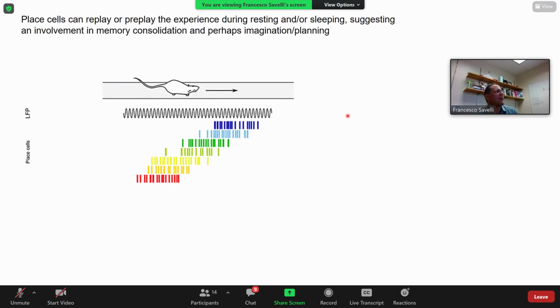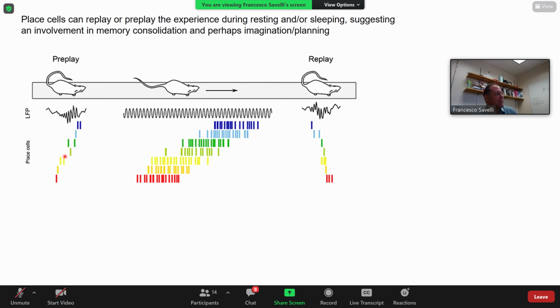So this is just kind of a recap. I just gave you more slides to understand. With the rat running, you have theta, you have different place cells that spike in different regions. Then pre-play is the one that very quickly recapitulates the trajectory that is about to happen, and replay does the opposite. And here I gave you one of those examples where the trajectory is recapitulated backward. So there is forward and backward.